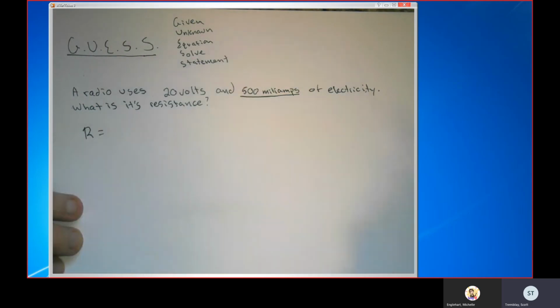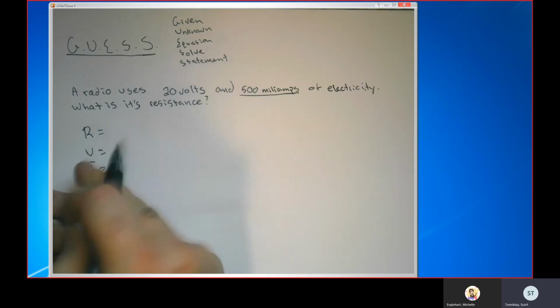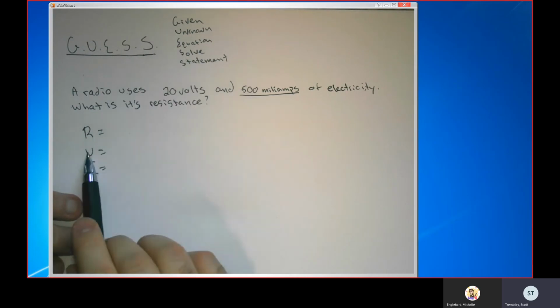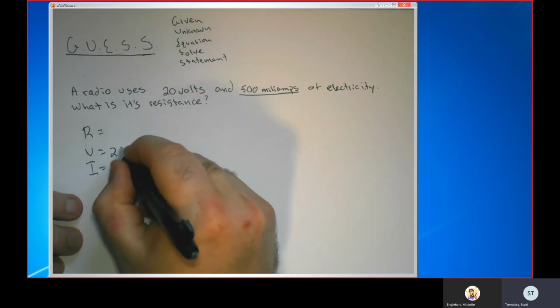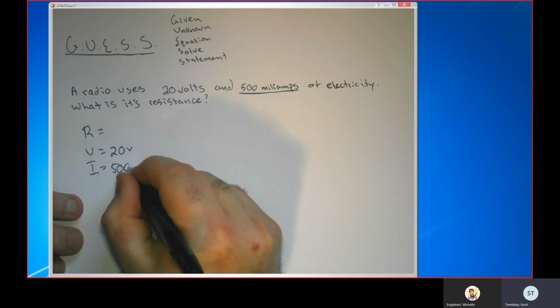Now, I always look to put the unknown first. R, V, and I. But it doesn't matter. You can have this in any order you want. It's okay. So if I want to go my givens, well, I know the volts, which is 20 V. And then I got 500 milliamps.